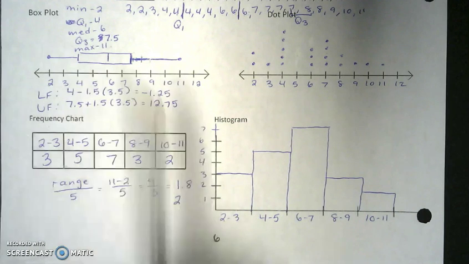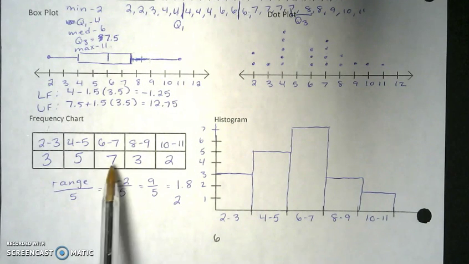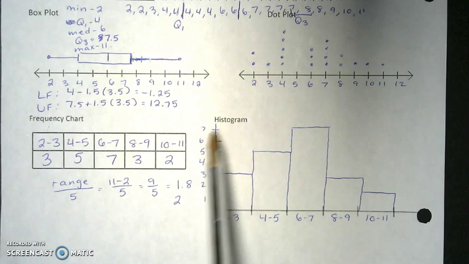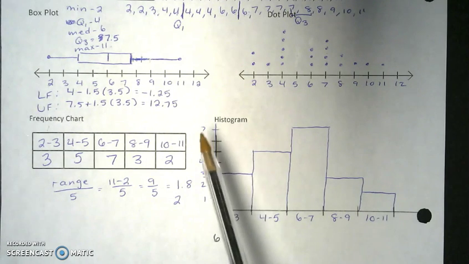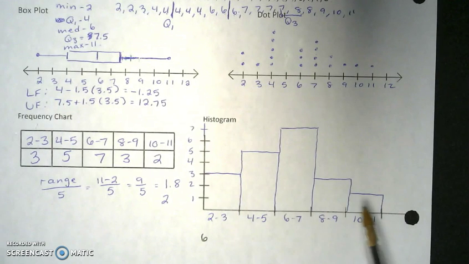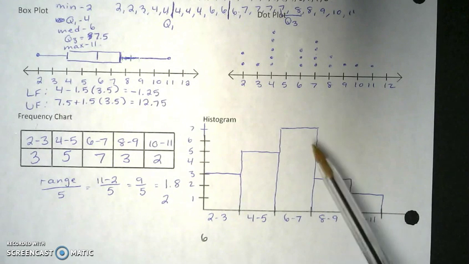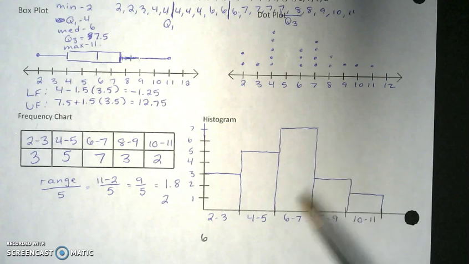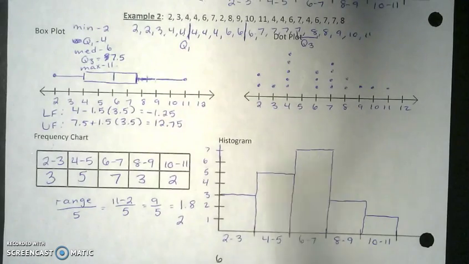Okay, so your histogram should look like this. We had 3, 5, 7, 3, and 2. We actually had to extend our frequency y-axis by 1. And your histogram should look something like this. So we notice the majority of your data is in the middle, and we'll talk a lot more tomorrow about that. So we have our 3 types: we have our box plot, our dot plot, and our histogram.